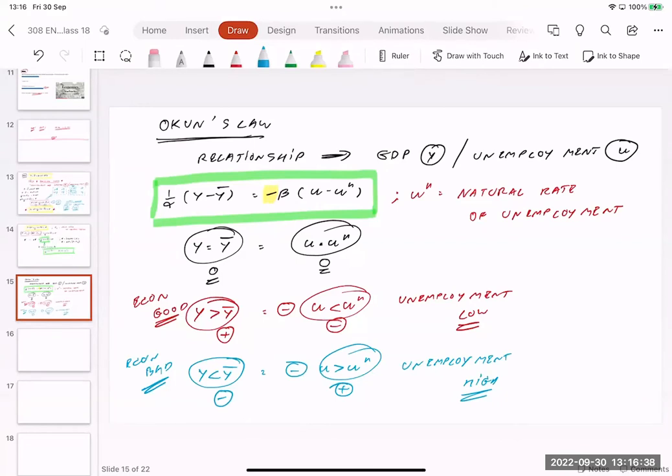This is the idea of Okun's law, right? When the economy is good, unemployment is low. When the economy is bad, unemployment is going to be high. This is Okun's law, the relationship between unemployment and the GDP.